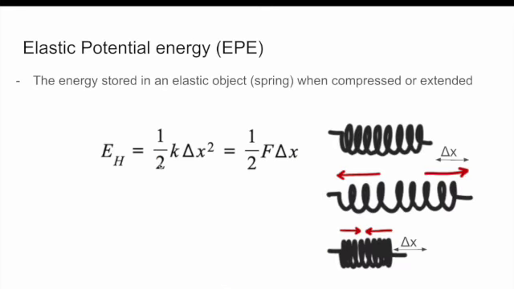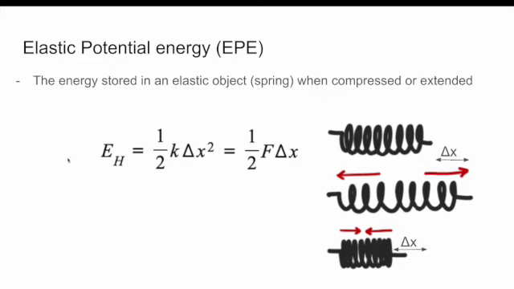So let's take a look now at elastic potential energy. This is the energy stored in an elastic object, which is basically a spring, when the spring is compressed or extended. As you can see here, the spring is the normal size. When we pull it apart, this distance here that we've pulled it apart is the delta x, so the extension. And when we push it together, this distance, from here till here, is the negative extension. We usually define pulling it apart as a positive extension and pushing it together as a negative extension. That's known as a compression, by the way.